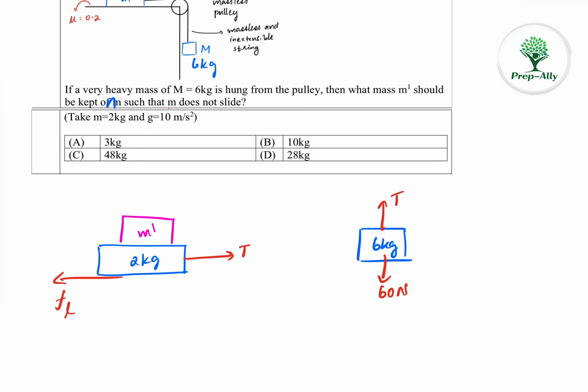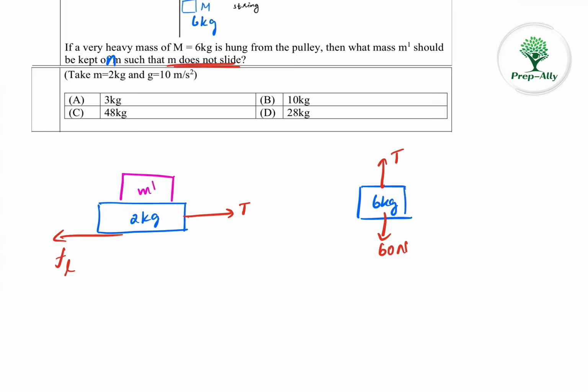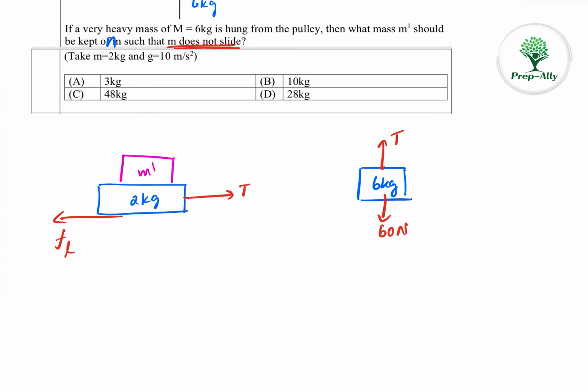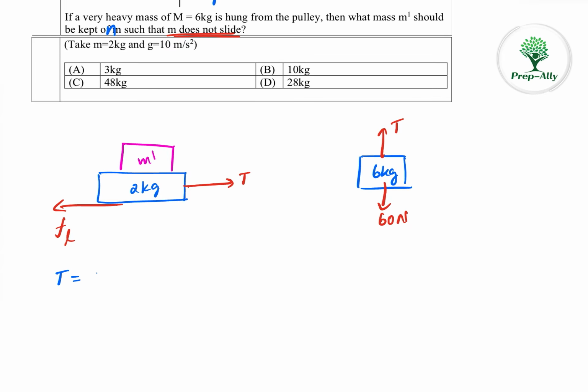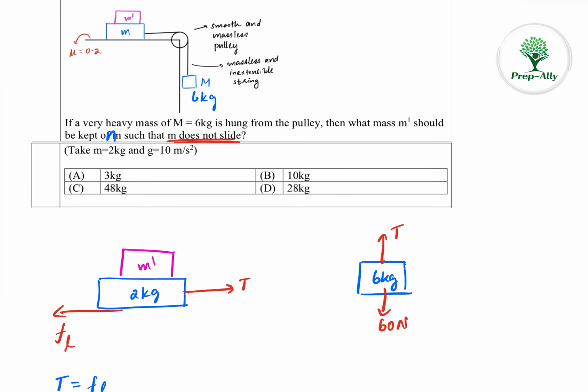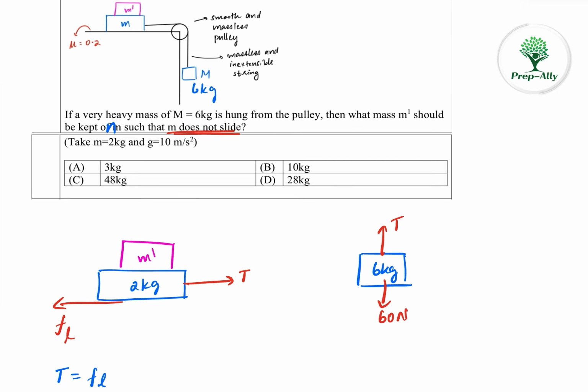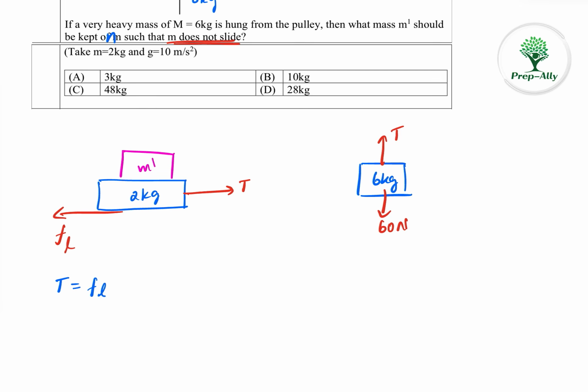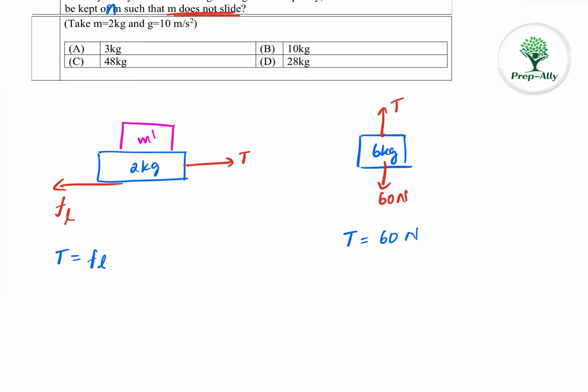So for M dash not to slide, the net force acting on it has to be 0. So that is possible only when tension is equal to limiting friction. And when M does not slide, obviously this 6 kg block will also not slide. Which means the net force on 6 kg block is 0. So in that case, the vertically upward force on 6 kg block will balance the vertically downward force. That makes tension exactly 60 Newton.